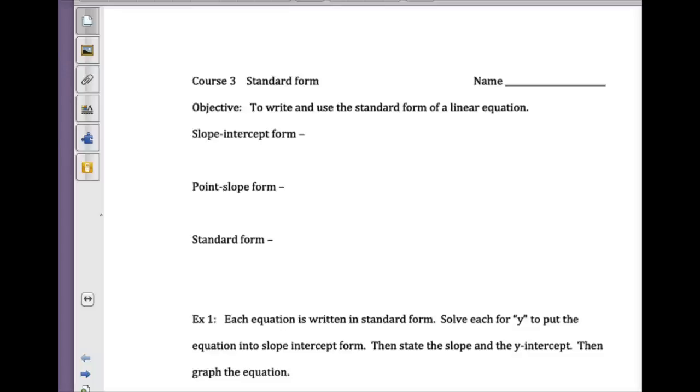The third and final form is standard form. Okay. M is the slope and B is the y-intercept. Guys, make sure you're jotting that stuff down. Okay, that's how you graph, and we're going to be using that today.